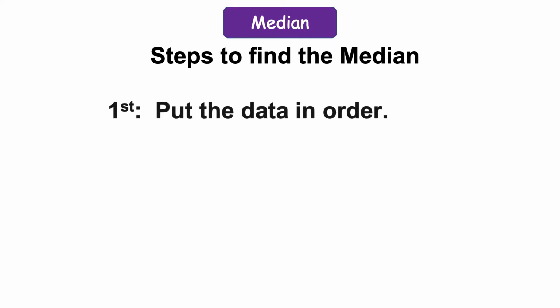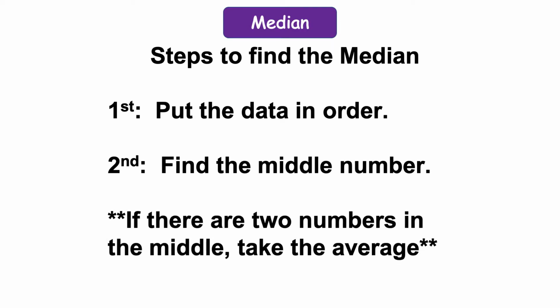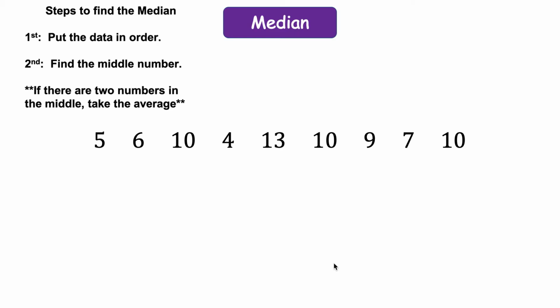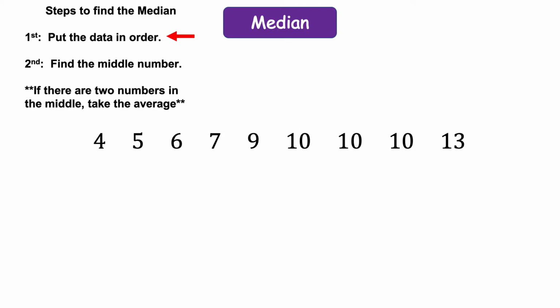The steps to find the median: first, put the data in order, and then find the middle number. Technically, this is the only one of those measures of central tendencies where you have to put the numbers in order. Now, if there are two numbers in the middle, you're going to have to take the average of those two numbers, okay? So take a look at these. We've got 5, 6, 10, all those numbers. These are obviously not in order, so your first step is to put them in order. Second step, we're going to start trying to find that middle number.